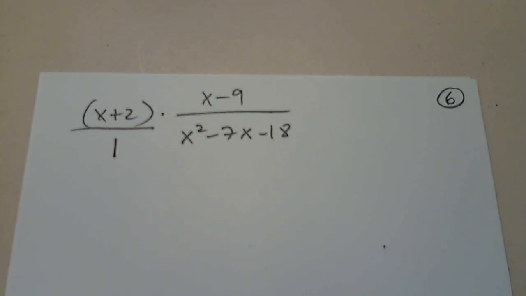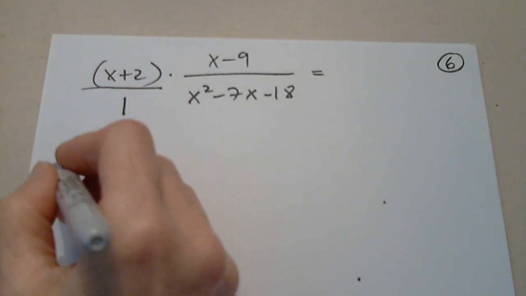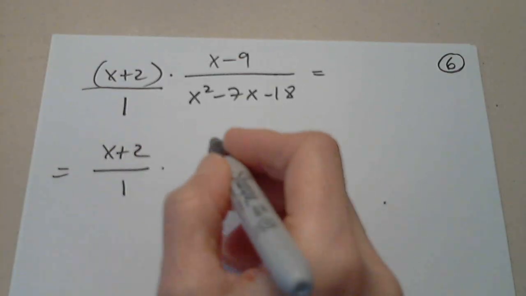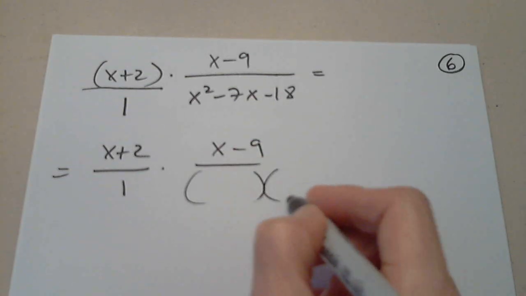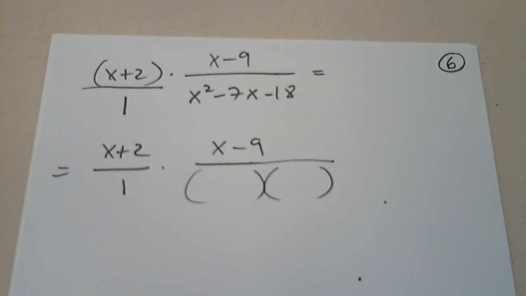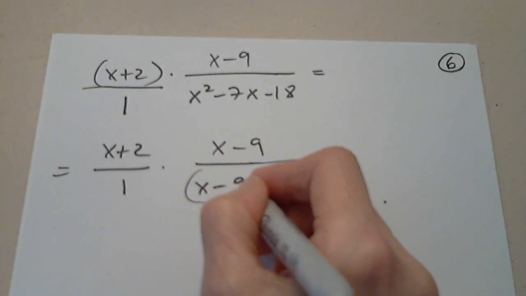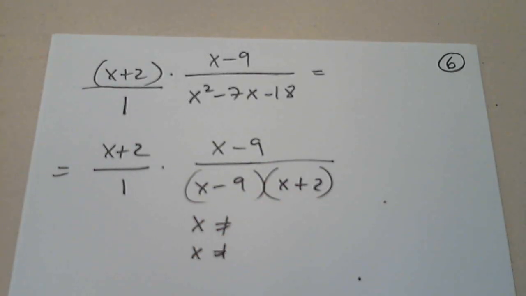Remember, restrictions are stated on expressions before simplification. So we do have x plus 2 over 1 times x minus 9. These are linear factors. You cannot do anything to them. But I have to factor the denominator. X minus 9, x plus 2. I have to state two restrictions, and then I am free to simplify, not before. 9 and negative 2. And now I can simplify.